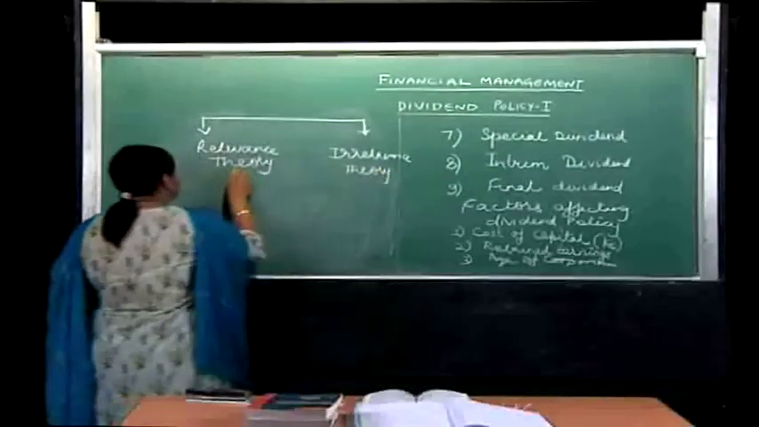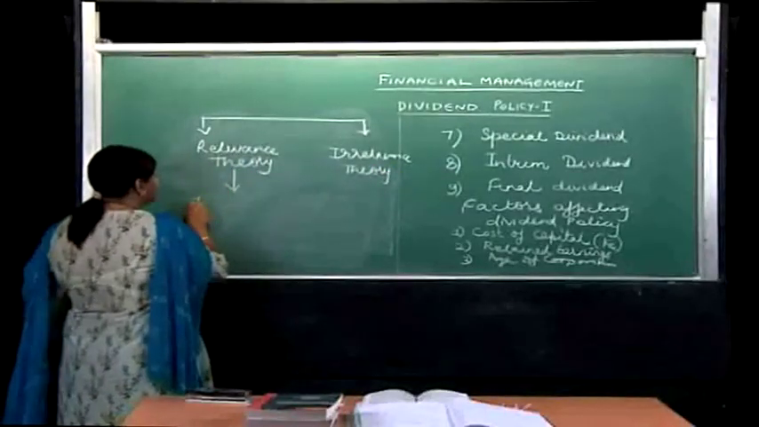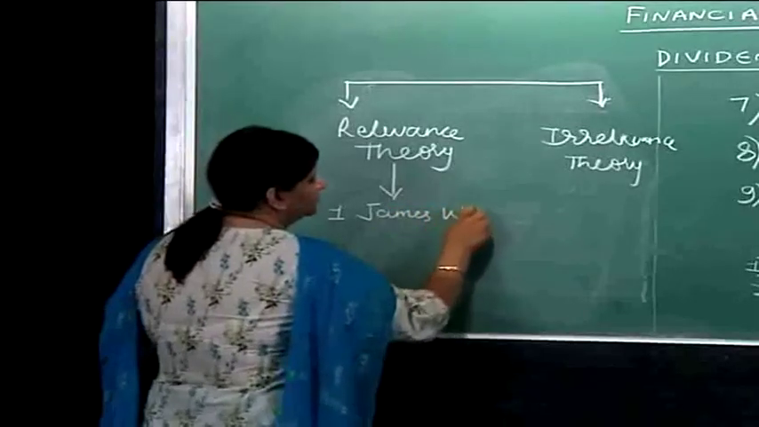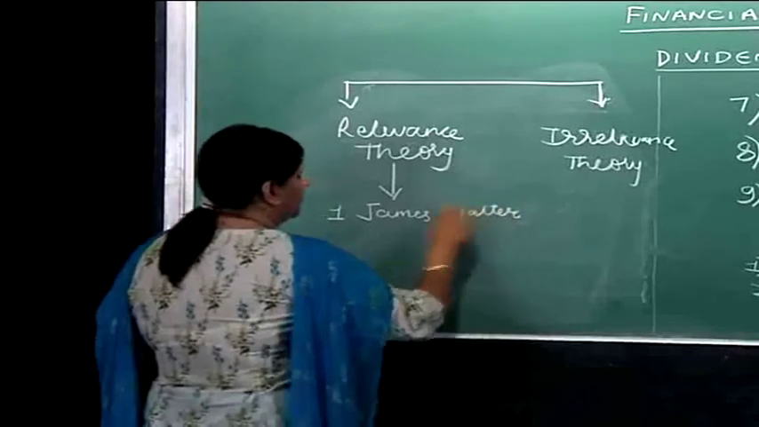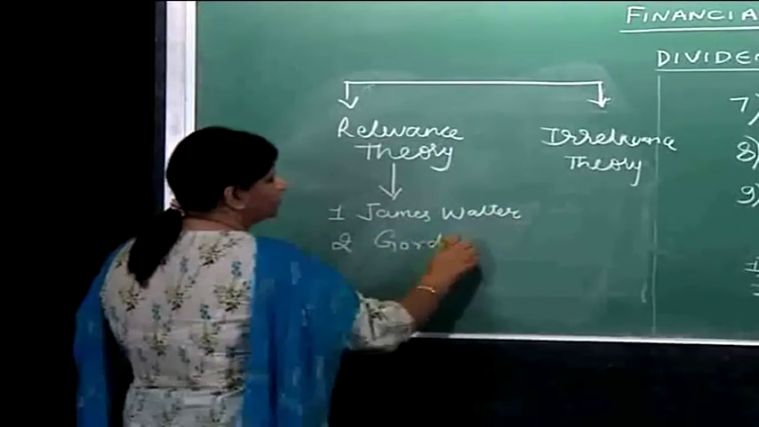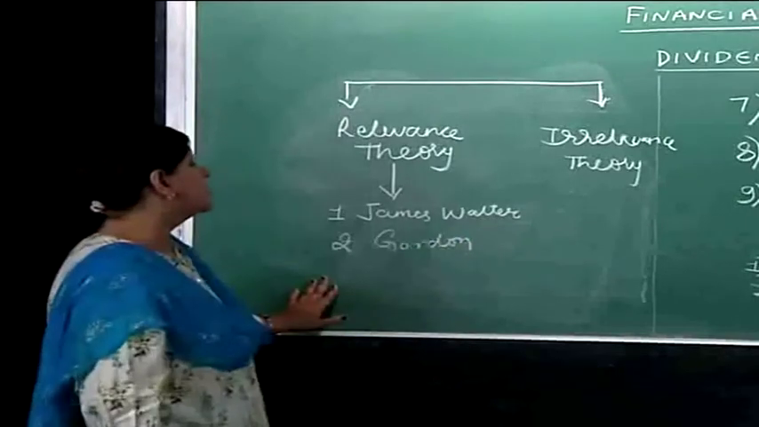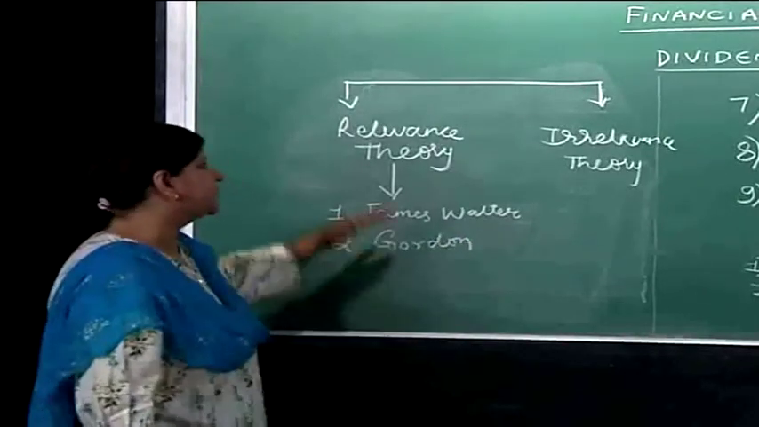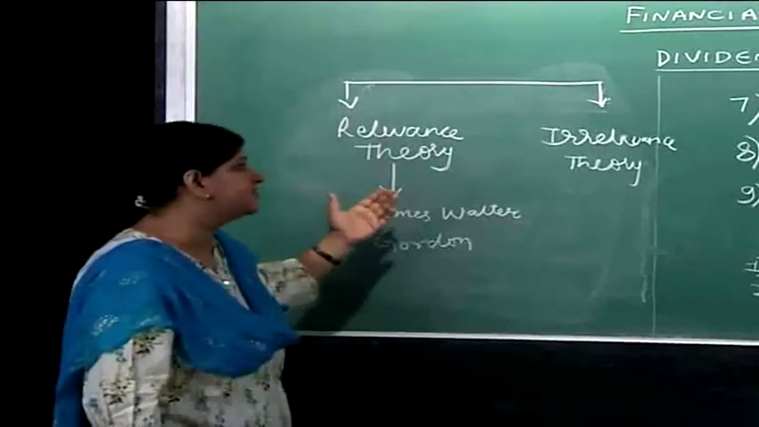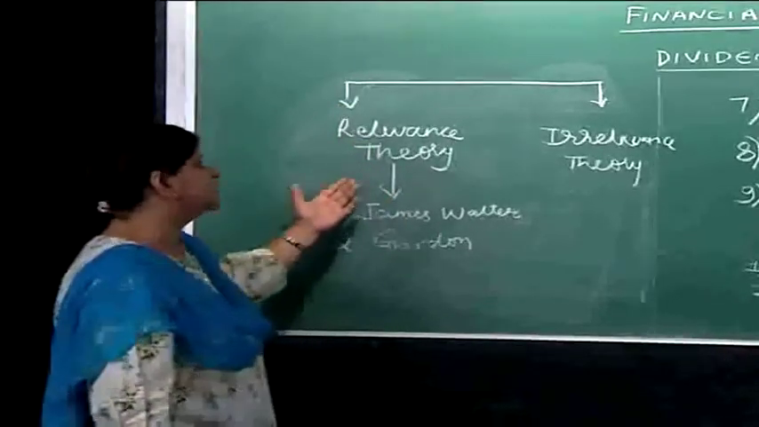Those who profess relevant theory are James Walter and Gordon. They are the two authors or two philosophers of the economy, and under theoretical literature of finance, we have divided these policies in two parts.